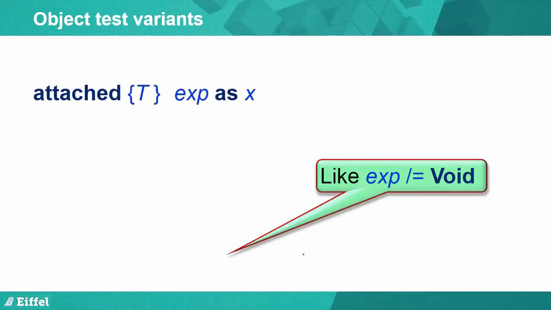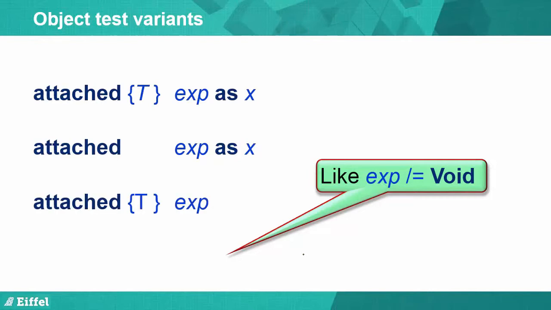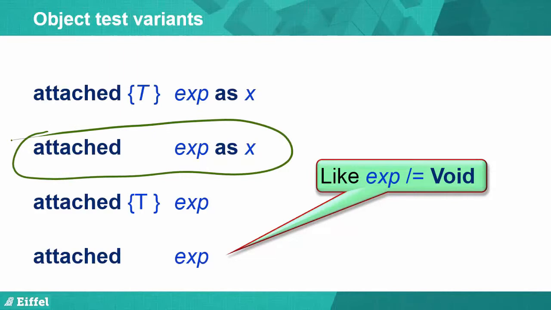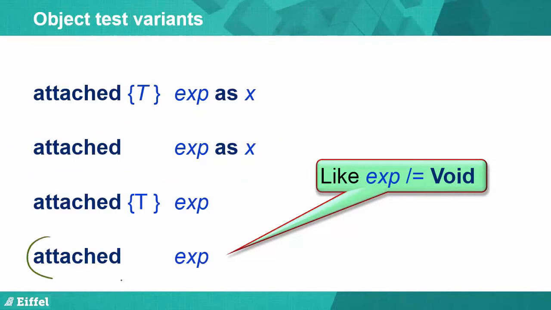the value of x captured here throughout a certain part of the program known as the scope of the object test. Here are the variants of this construct. We can say attach tx as x, this is the general version. We can say attach x as x, which is what we're going to use. We could also get rid of x if we don't need it, and we could also have just x. However, the version interesting for our purposes is x as x. Note, by the way, that the last form means the same as exp not equal to void.